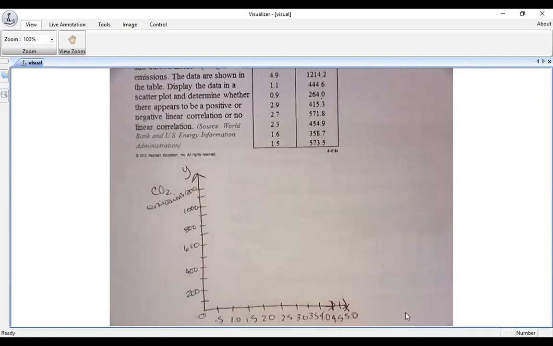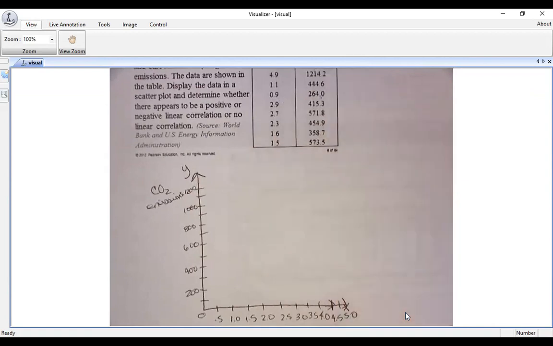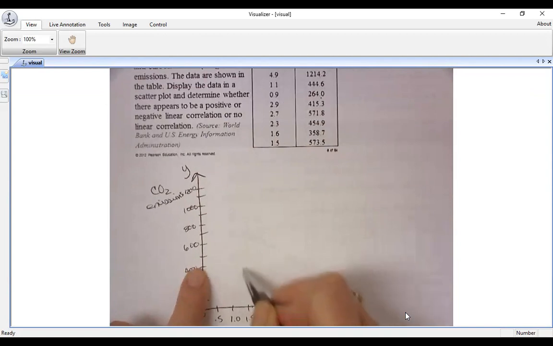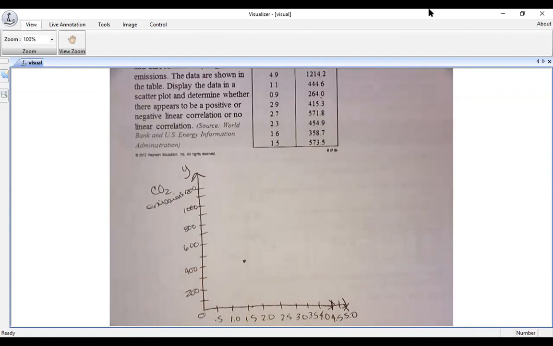All right, I'm going to get you started with the first point, and then I'll let you finish getting the rest of your points on. So if my first point occurs at 1.6, 428.2, I'm going to go to the x-axis, and I'm going to have to estimate where I think 1.6 is. So it's going to be a little past 1.5. I got to go up to 428.2. So maybe about there. And that would be my first point. Okay, you guys put the rest of them on for me.